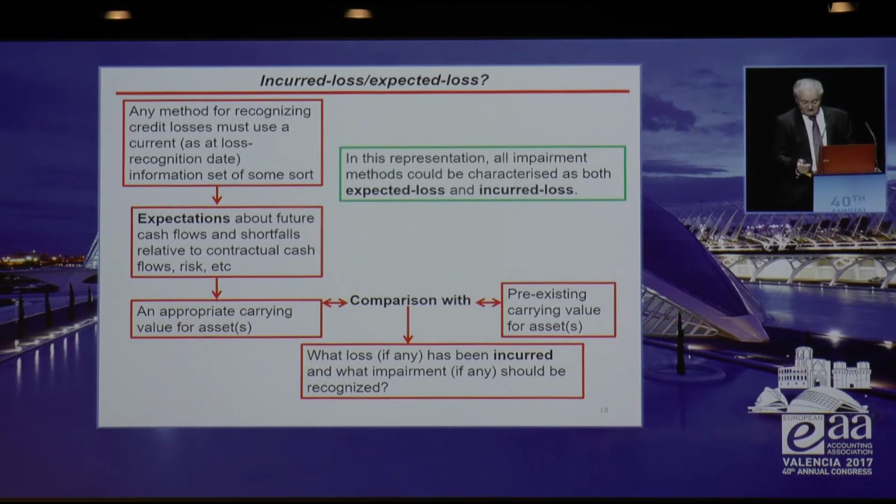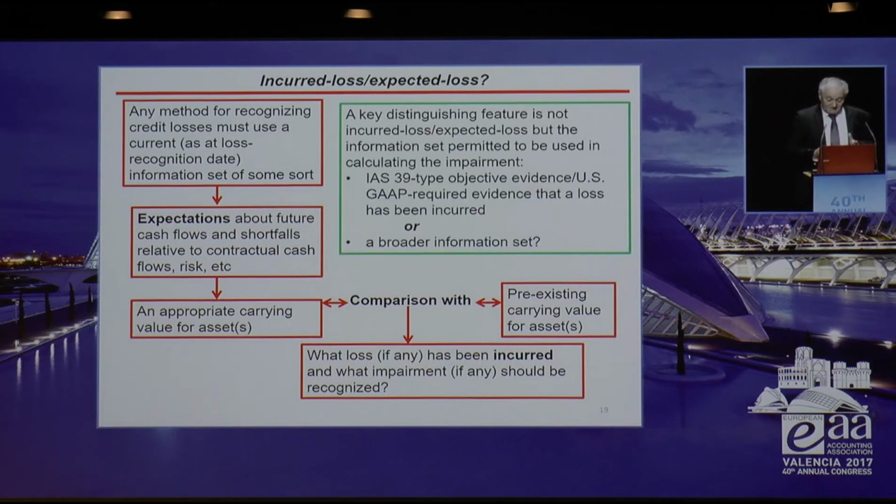So in this representation, all impairment methods could be expected loss and incurred loss, because expectations are here, and you use the expectations to determine whether a loss has been incurred. And this representation perhaps highlights the fact that the key distinguishing feature between impairment methods is not whether they're incurred loss or expected loss, but the information set that can be used. Should it be a restrictive information set, as is currently in GAAP, or a broader information set?